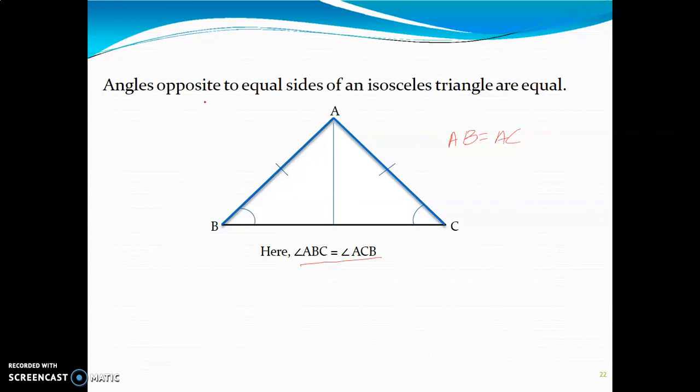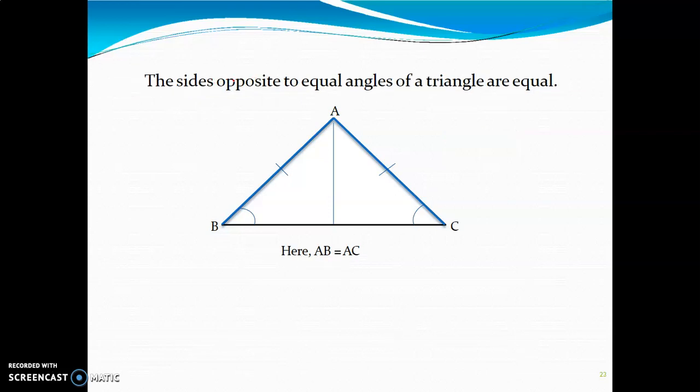Similarly, angles opposite to equal sides of an isosceles triangle are equal. Now you replace angles by sides: the sides opposite to equal angles of a triangle are equal. This is the converse. When angles are equal, sides will be equal, and when sides are equal, angles will be equal.